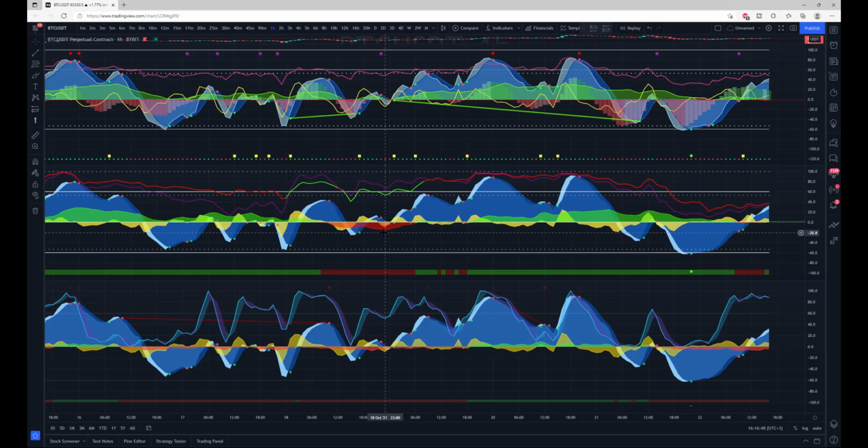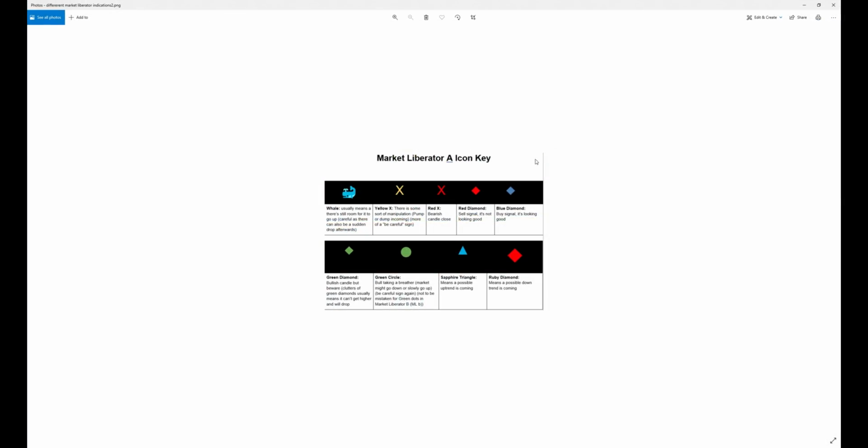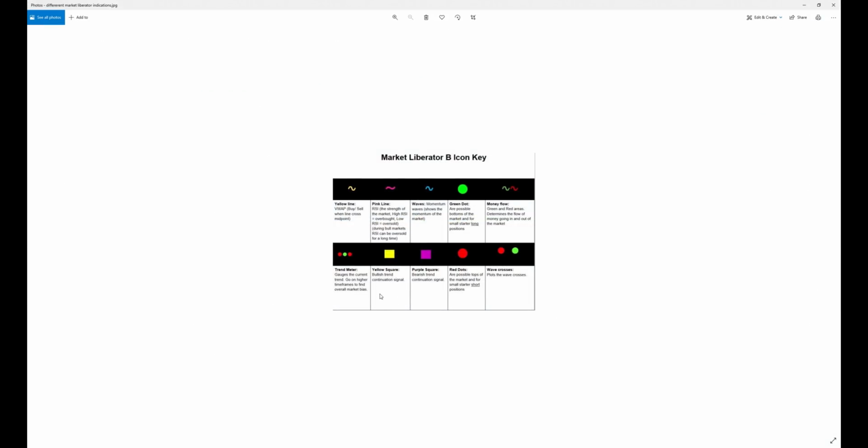And now another thing that the market liberator does have that the others do not, these yellow and purple boxes here, which if we take a look at the documentation, it says that these yellow dots are uptrend continuation. So let me pull up the little key here. Nope, this is the wrong one. Yellow square, bullish trend continuation signal. Purple square, bearish trend continuation signal.